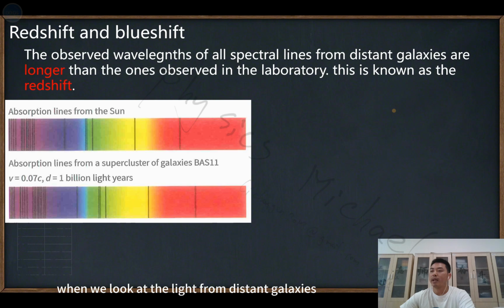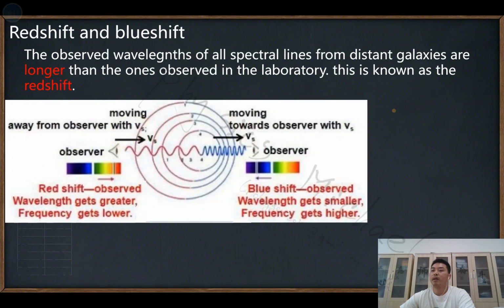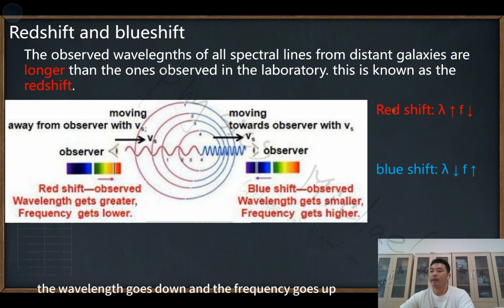When we look at the light from distant galaxies, we see that the wavelengths observed are longer than what we measured in the lab. This is called redshift. Redshift means the wavelength goes up and the frequency goes down. Blueshift is the opposite. The wavelength goes down and the frequency goes up. This shift tells us if something in space is moving away from us or towards us.